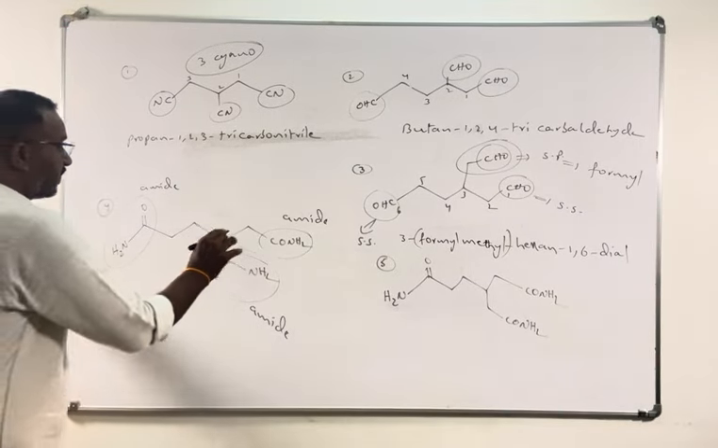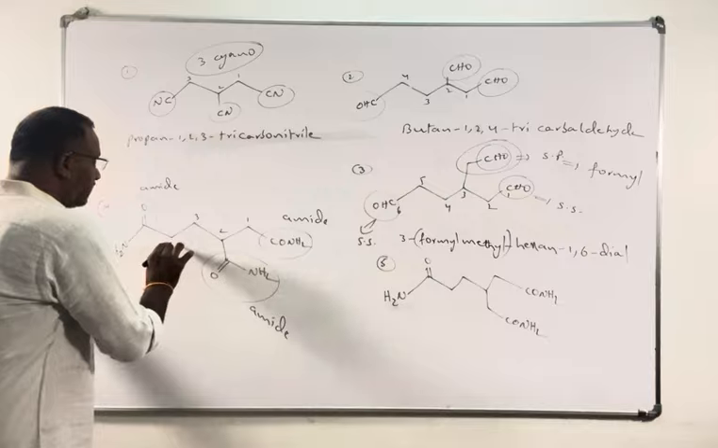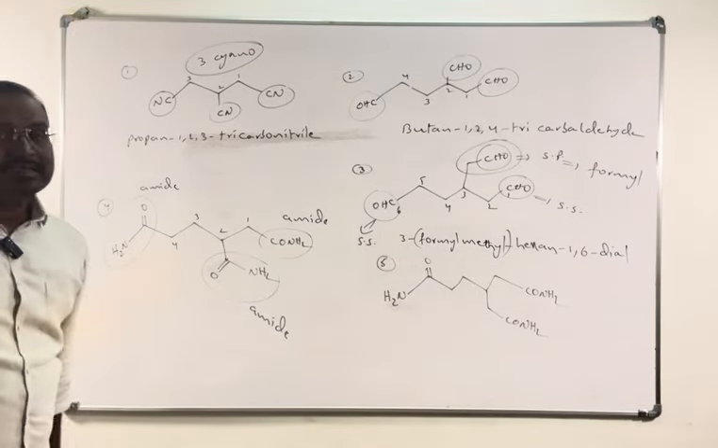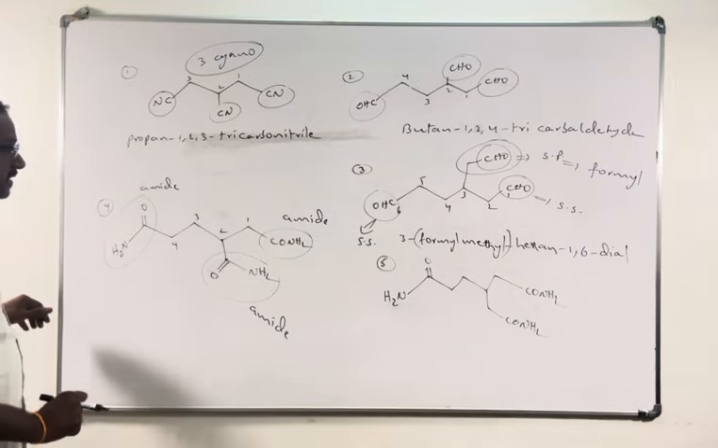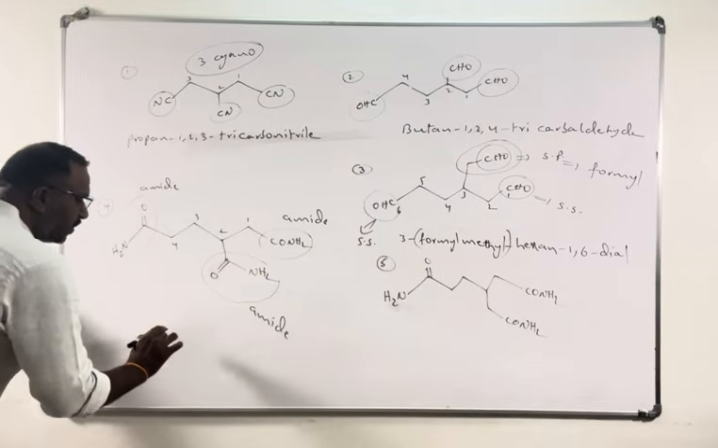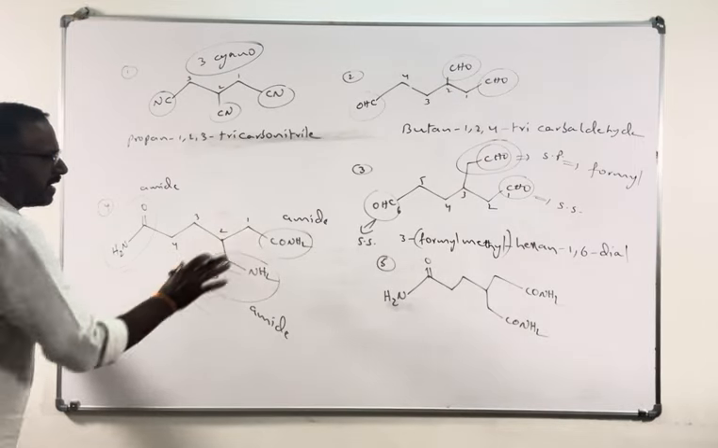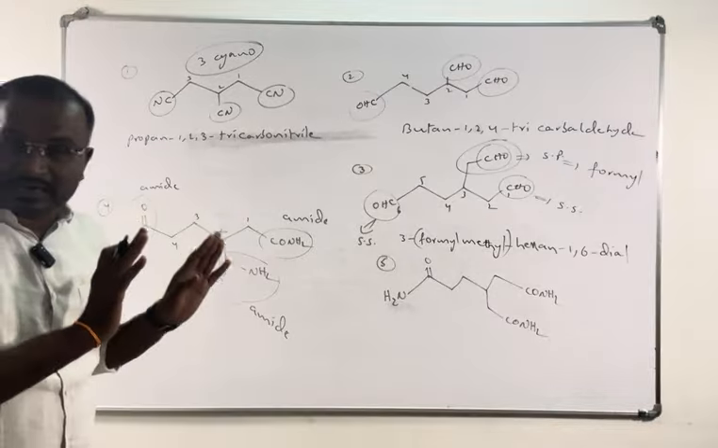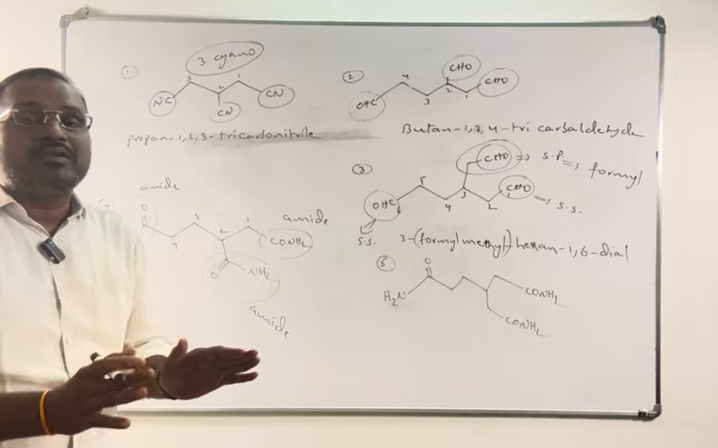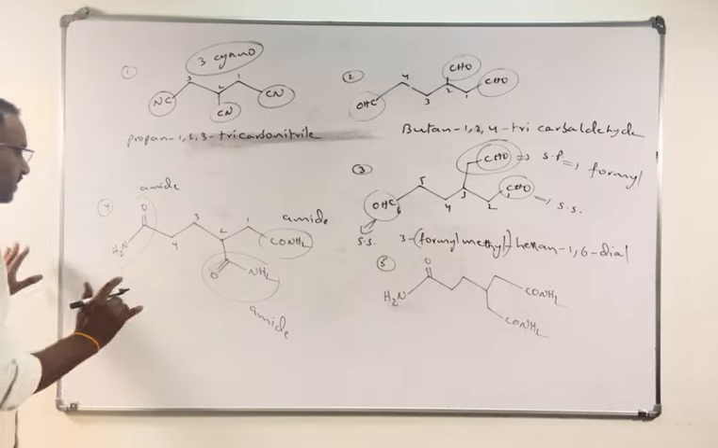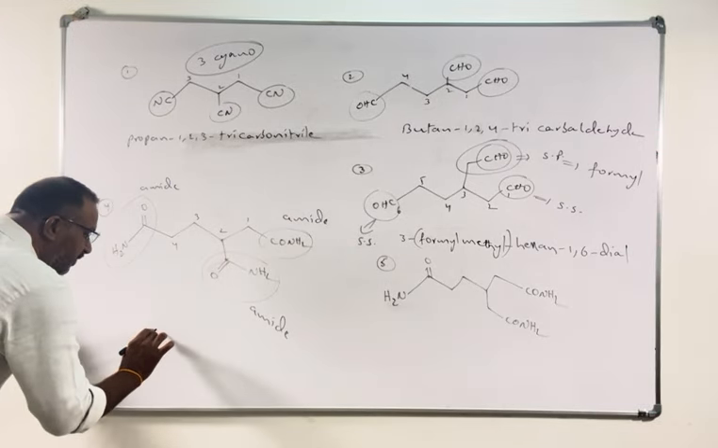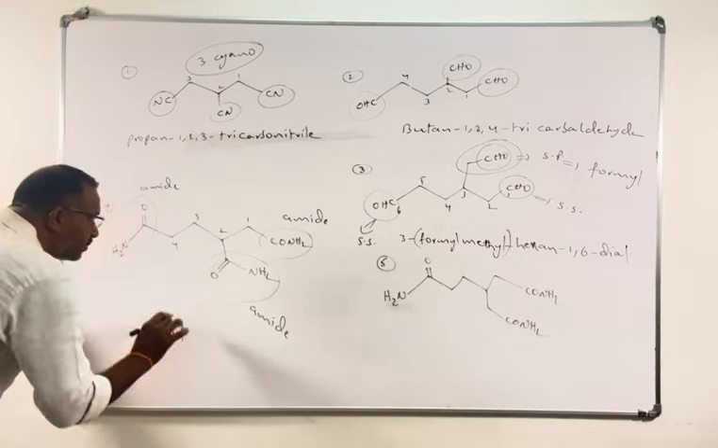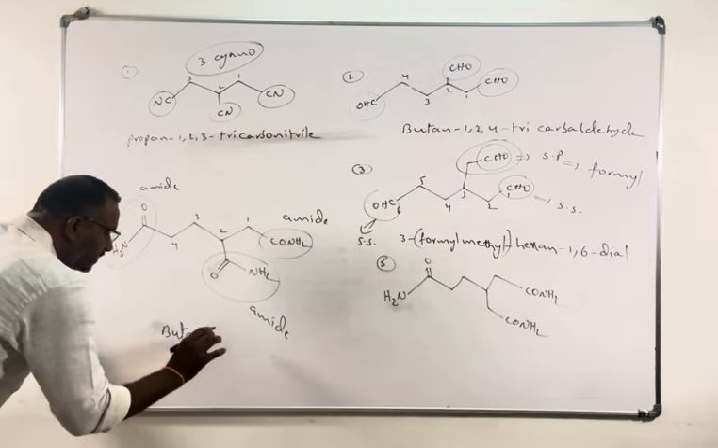So numbering will come from here, 1, 2, 3, 4. So we have to write these three as separate names. What does separate names mean? First we have to say the root word, because all the same priority groups are attached to the main chain. So we should not consider any one as a secondary suffix. We have to give equal importance to all the groups. That's why I am writing the root word as the 4 carbons, that is but. 4 carbons are there, so but; only single bonds are there, so ane.